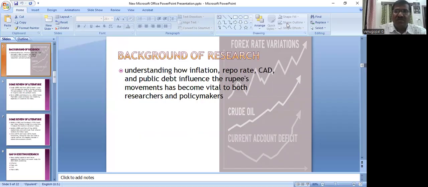The background of this research is understanding how inflation rate. I have taken four main variables: inflation rate, repo rate, current account deficit, and public debt, and how they influence the rupee's movements, Indian rupee's movements.